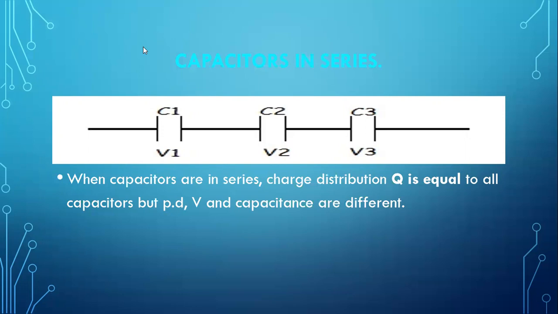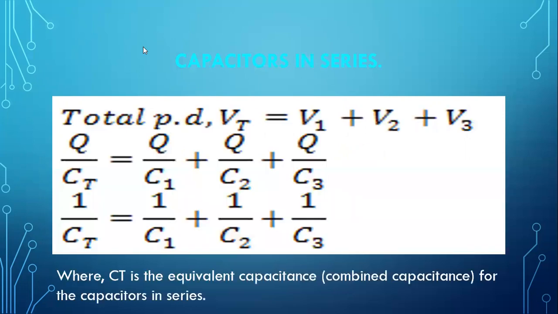From there, we can get the general formula: the total potential difference equals the addition of the voltage across each capacitor. Take it V1 plus V2 plus V3. From there, Q over Ct equals Q over C1 plus Q over C2 plus Q over C3, since the potential difference is equal to Q over C.